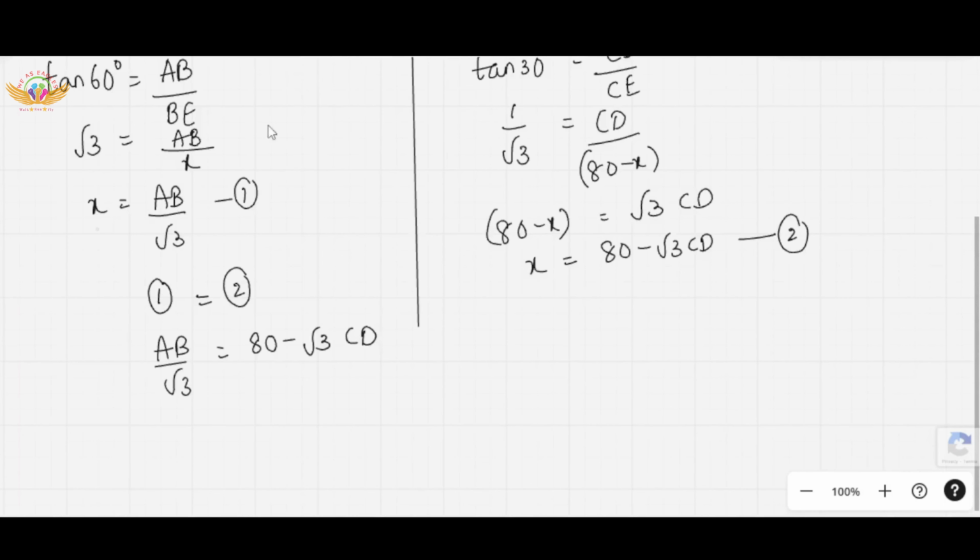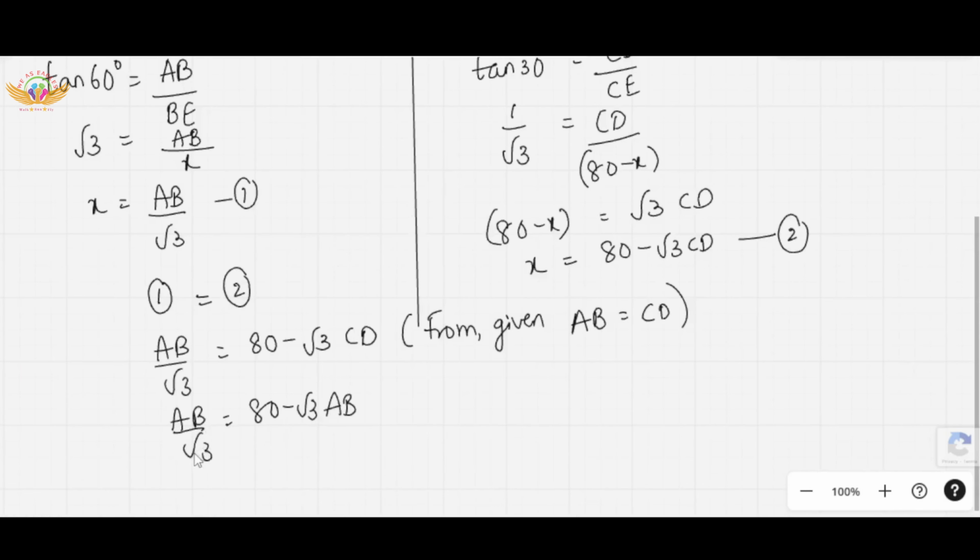They told in the question that the two poles are of equal height. So from the given, what we know? AB is equal to CD. So both are the same. In the place of CD, we can write AB only. So AB by root 3 is equal to 80 minus root 3 AB. Okay, done. So now, come on.